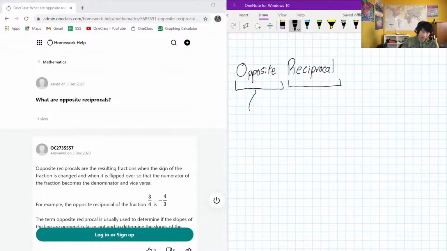So the word opposite, this means we're going to flip it, or inverse the sign, or flip the sign. So flip the plus minus sign. So positives become negative, negative becomes positive. That's what we mean by opposite. And reciprocal, well, we flip the fraction.